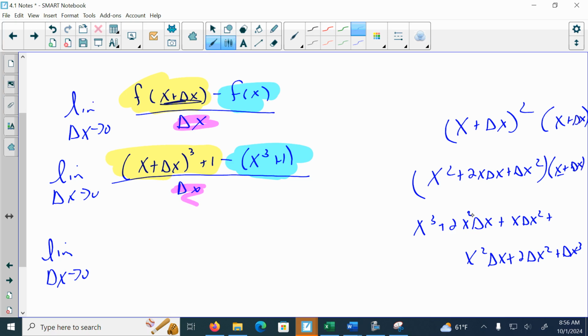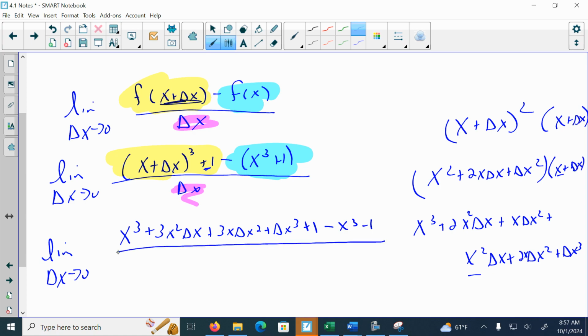And so then here are these two like terms, and these two are like terms. And so I end up with x to the third plus 3x squared delta x plus 3x delta x squared plus delta x to the third minus, oh, well, I forgot my plus 1, got this little guy here, plus 1 minus x to the third minus 1, all over delta x.